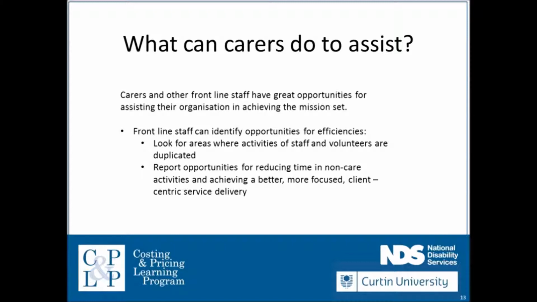You can look for areas where activities of staff and volunteers are duplicated. So in other words, where things are not done in an efficient way, or where some staff might do things that volunteers also do, or vice versa. You can report on opportunities for reducing time in non-care activities and achieving a better, more focused, client-centric service delivery. Some of those non-care activities might include cleaning and other aspects of what goes on within your organisation, but it also could include the administrative process and how administrative information is passed up into the corporation for decision making.